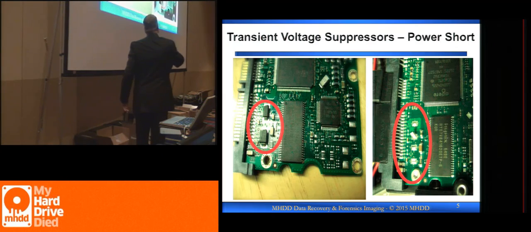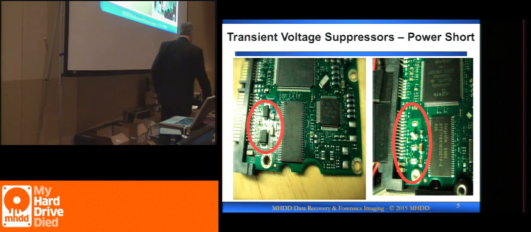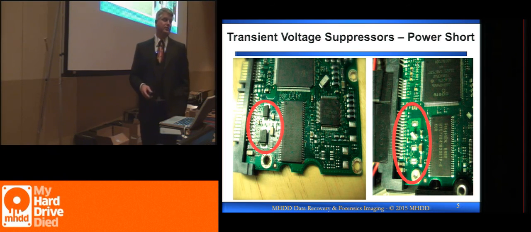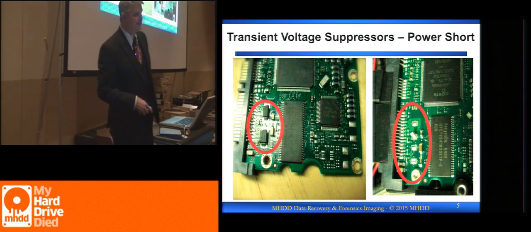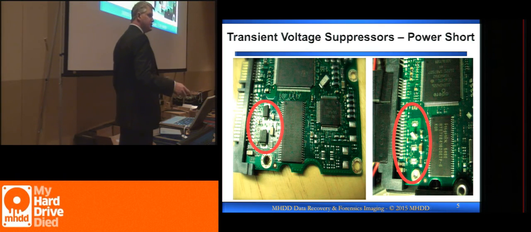Here's another thing. Most people have absolutely no clue. It's the simplest thing in the world. On almost every board, especially those made in the last 5 to 8 years, there's a fuse. It's really the reverse of a fuse. It's called a transient voltage suppressor. It shorts power when power is screwed up.